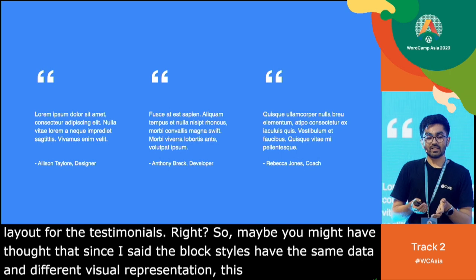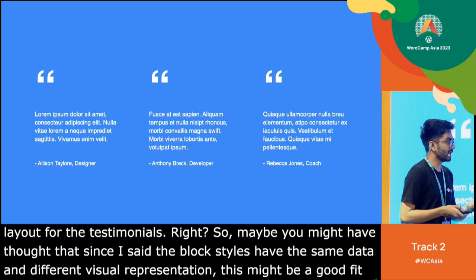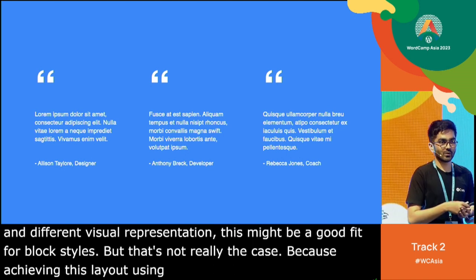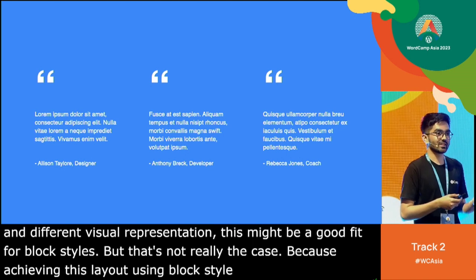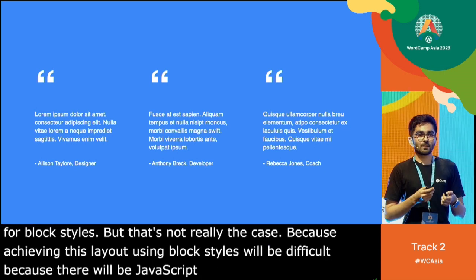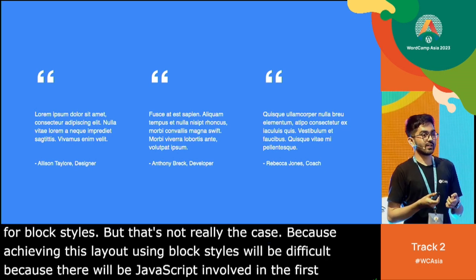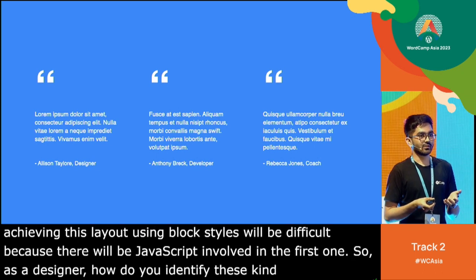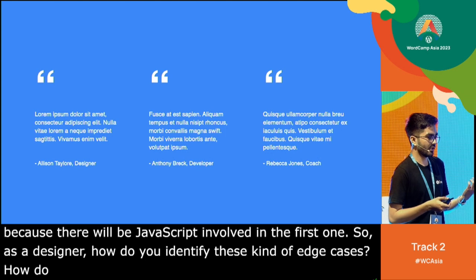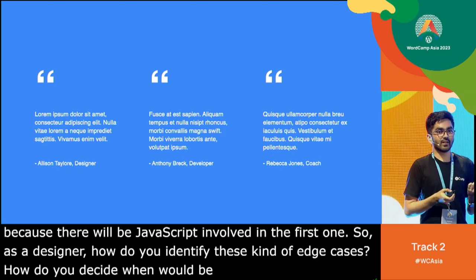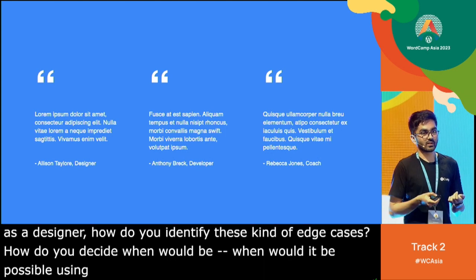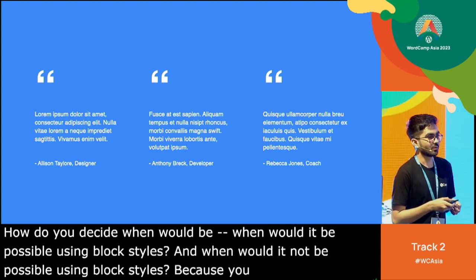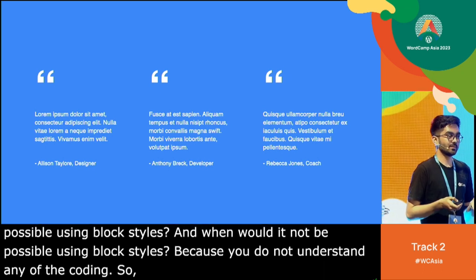But that's not really the case, because achieving this layout using block styles would be difficult, because there will be JavaScript involved in the first one, which is a carousel. So as a designer, how do you identify this kind of edge cases? How do you decide when would it be possible using block styles, and when would it not be possible? Because you do not understand any of the coding, so you will not know how this will be implemented.